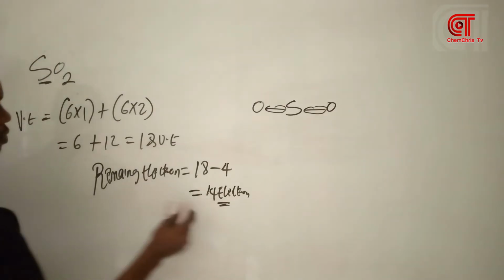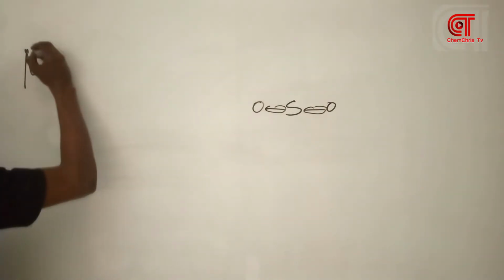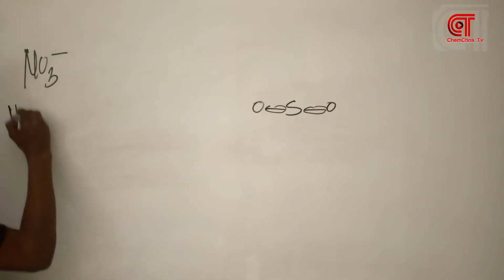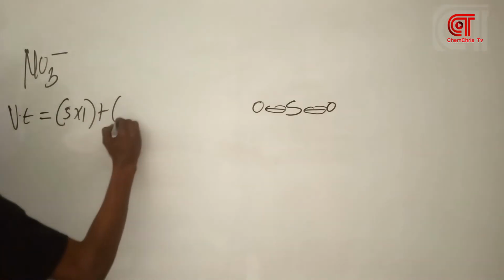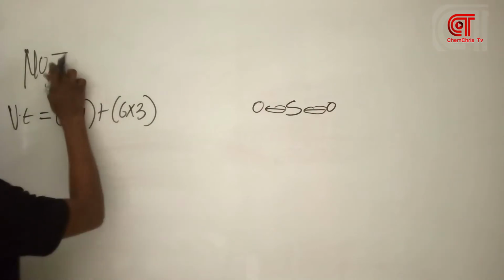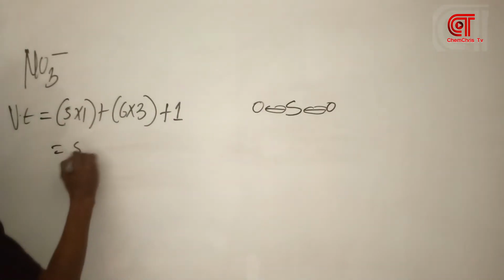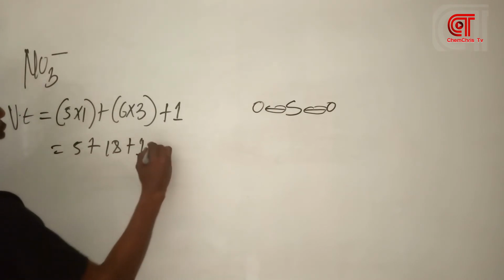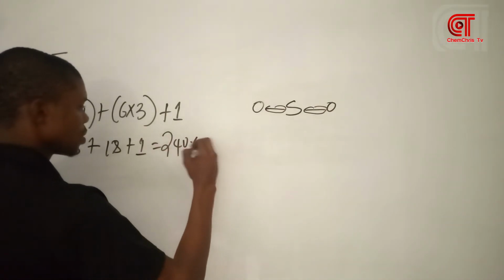Now let's try this one. If you have something like this, NO3 minus. Remember, my valence electrons here: 5 times 1 plus 6 times 3. Remember, here we have a minus, so it's going to be plus 1. So it will be 5 plus 18 plus 1, which gives me 24 valence electrons.